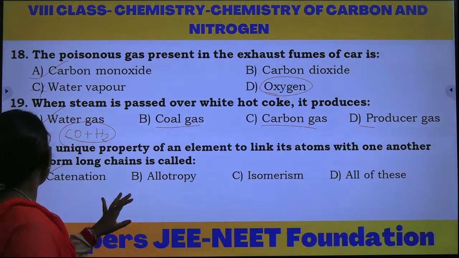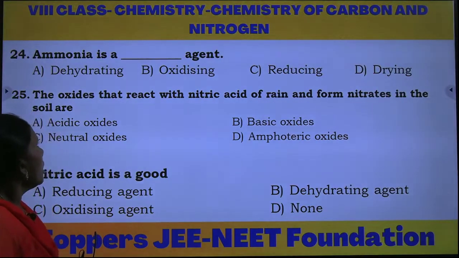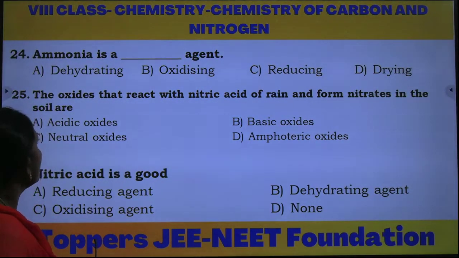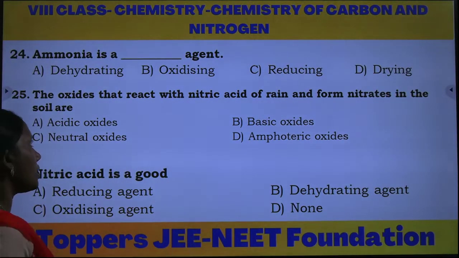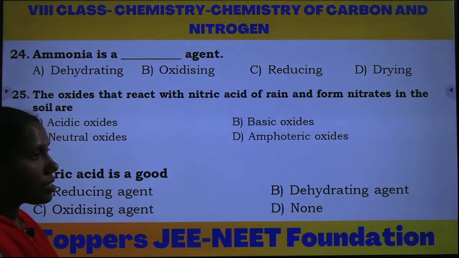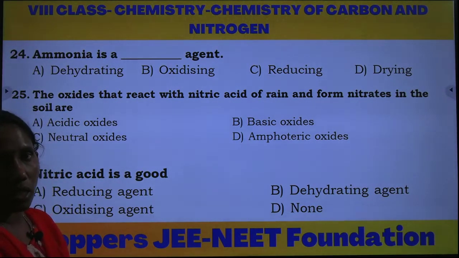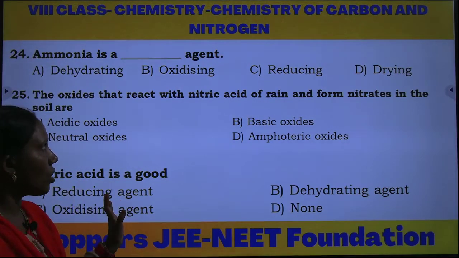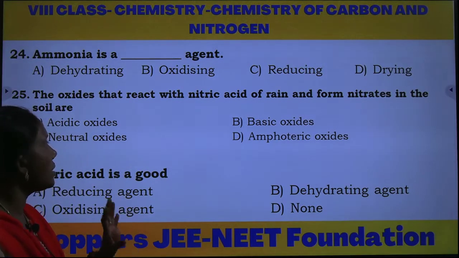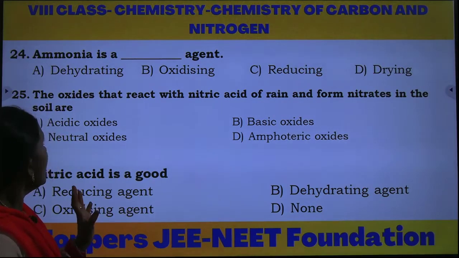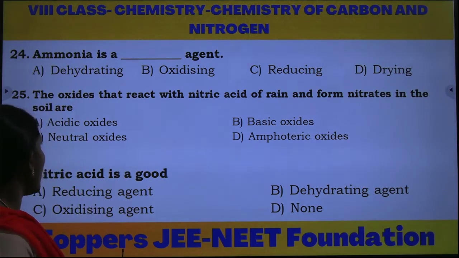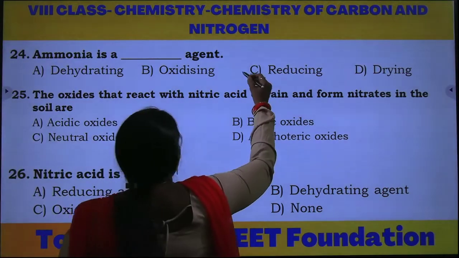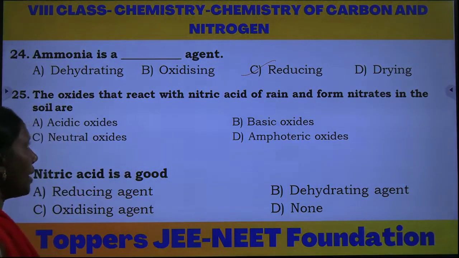Ammonia is a dash agent. See, ammonia is the strongest reducing agent. It is not a dehydrating agent, not an oxidizing agent and not a drying agent. It acts as a reducing agent. So ammonia is the reducing agent.